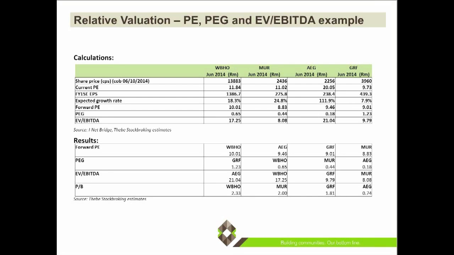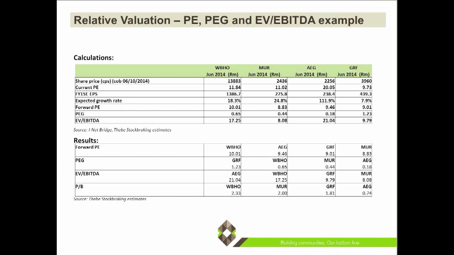So we calculated, we got the share price, we got the current PE, the forward earnings per share, the forecast earnings per share, you can get easily from data providers like Bloomberg or iNet Bridge that normally pull consensus forecasts from different institutions, from the different brokerage houses. And then we can work out the expected growth rate, your forward PE, your PEG ratio, and your EV/EBITDA, as well as your price to book ratio.